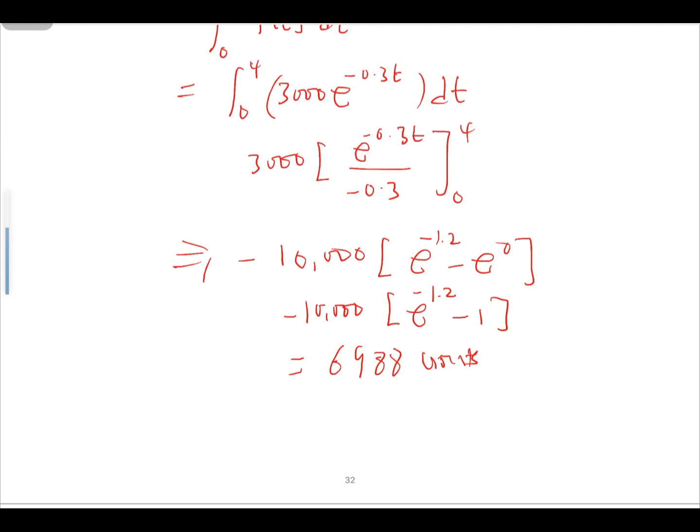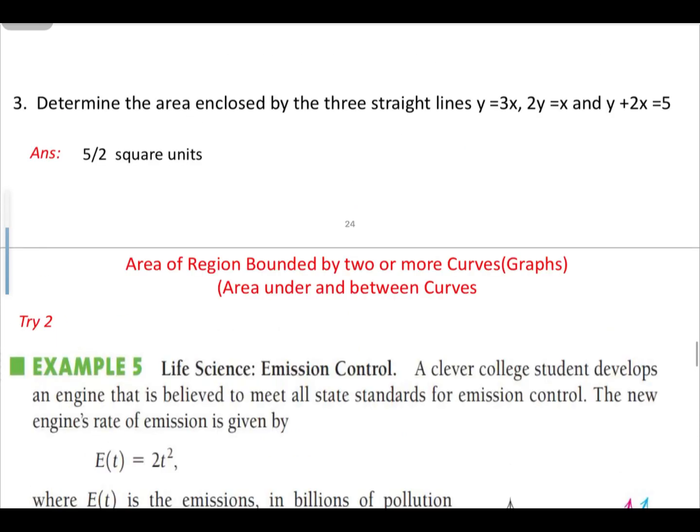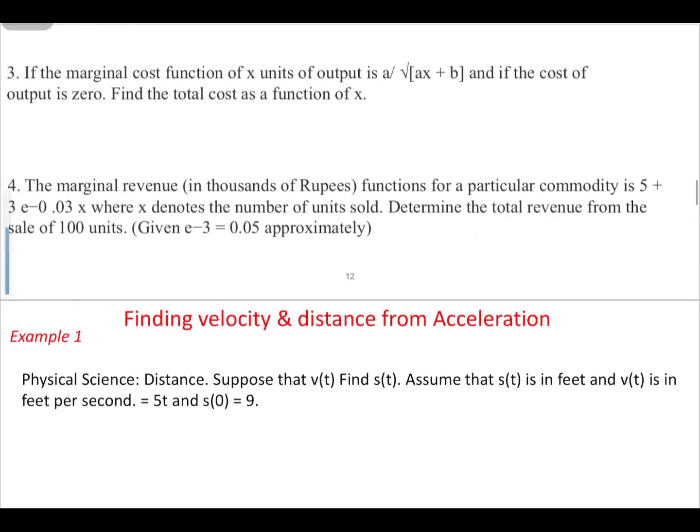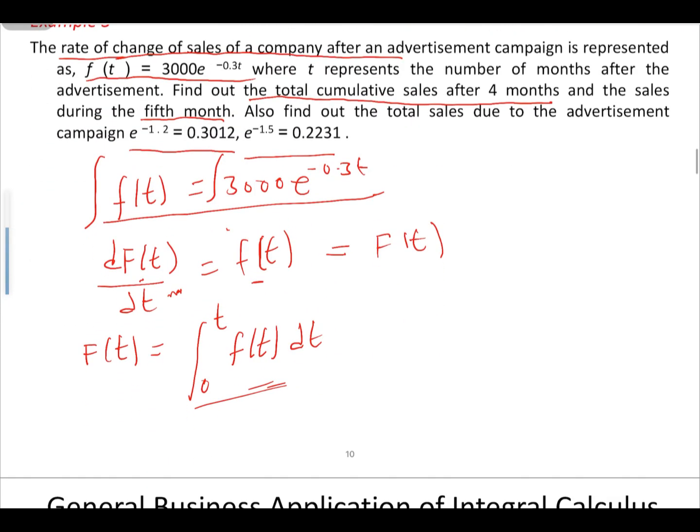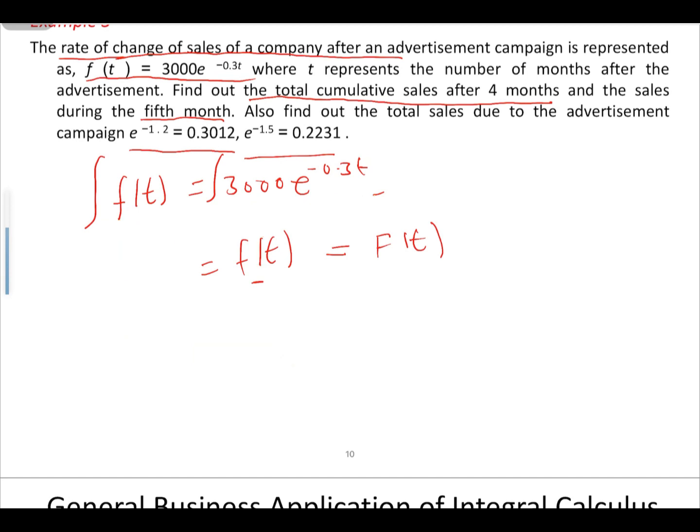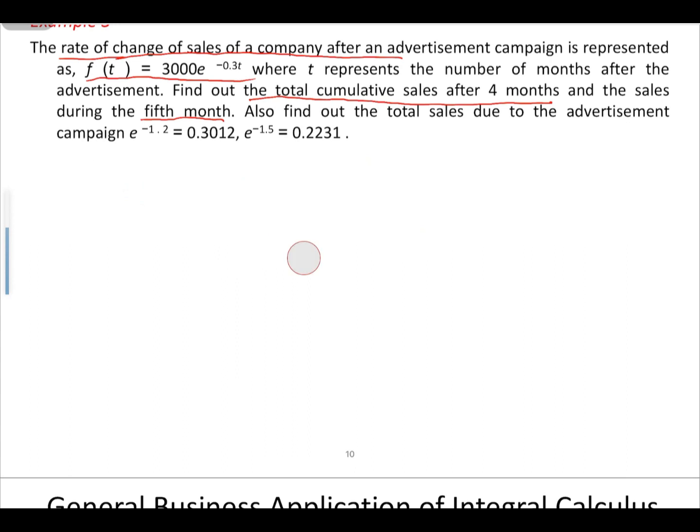The next question, what is it asking us? So the next question is asking us that we should find the sales during the 5th month, and the sales during the 5th month is between the 4th month and then the 5th month. So your limits, nothing is going to change for the first one.